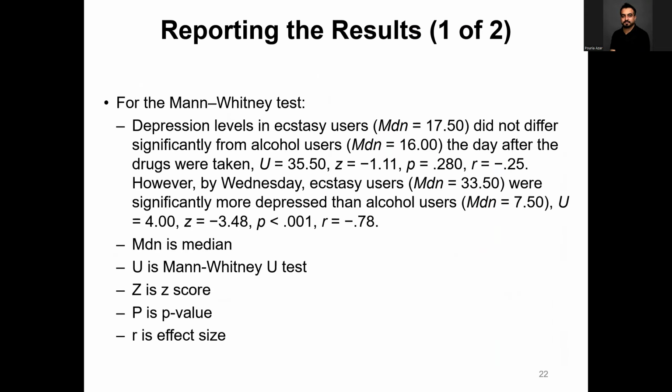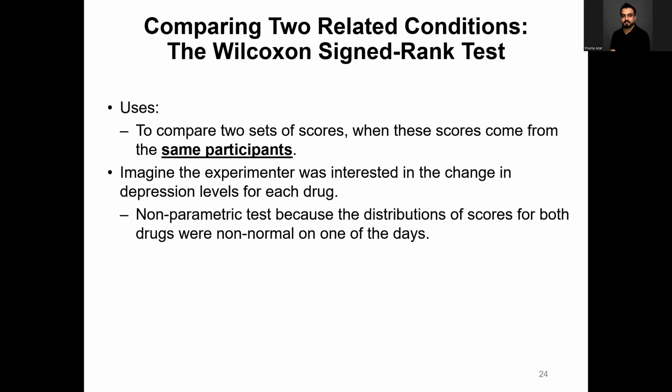So imagine the experimenter, the researcher, was interested in the change in depression levels for each drug. So we have alcohol users and we have ecstasy users, and we have two time points, Sunday and Wednesday. And I just want to compare the Sunday data with the Wednesday data for alcohol users. So I have the same subjects. I just want to compare the depression scores for the same subjects at two different time points.